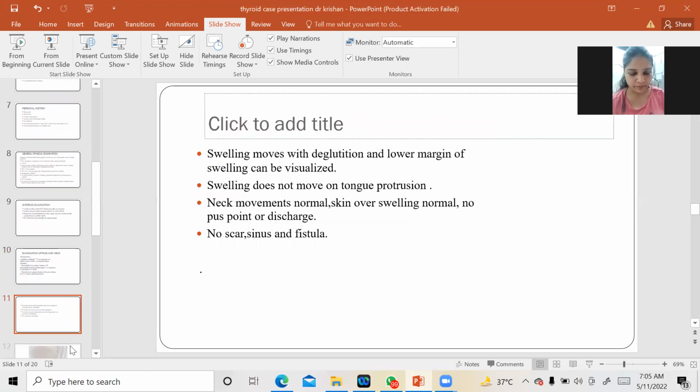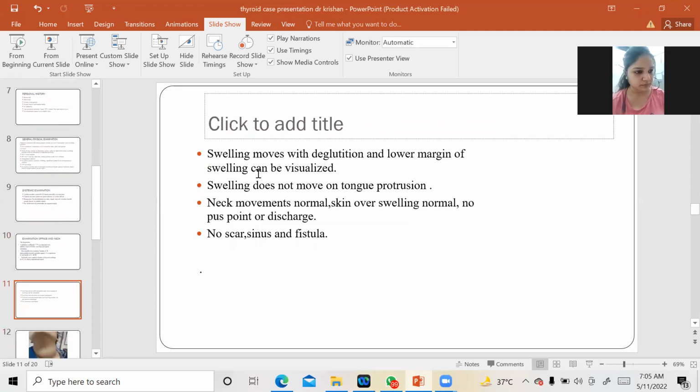So, coming to the further part of the examination, the inspection part: the swelling moves with deglutition and the lower margin of the swelling can be visualized. The swelling doesn't move on tongue protrusion, which is characteristic of thyroglossal cyst, subhyoid bursitis, as well as prelaryngeal lymph node. Neck movements normal, skin over the swelling normal, no pus point or discharge, no scar, sinus or fistula.